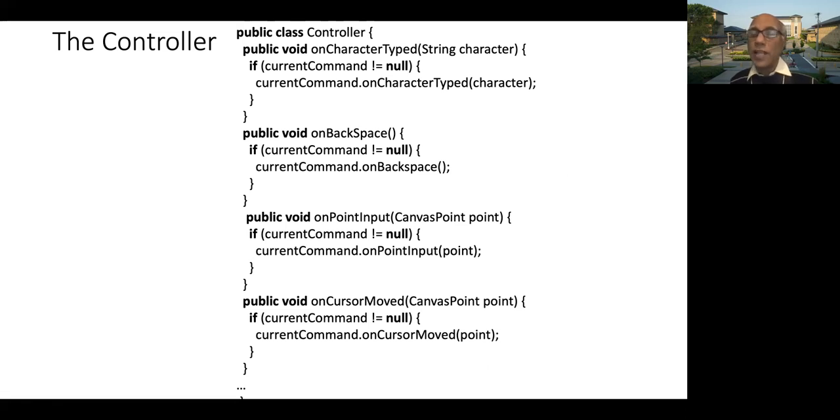It would make sense to the label command. It would mean that there is a new label being created. It could specify a vertex of a line or a vertex of a polygon. So the current command is told that a point has been specified. Similarly, when the cursor is moved, we tell the current command that the cursor has been moved.